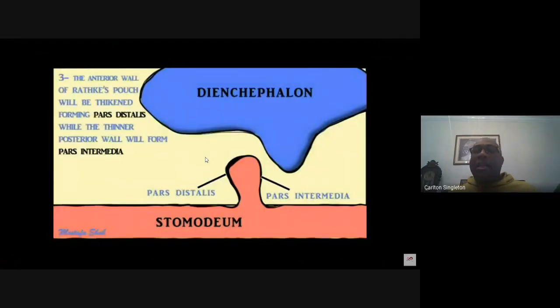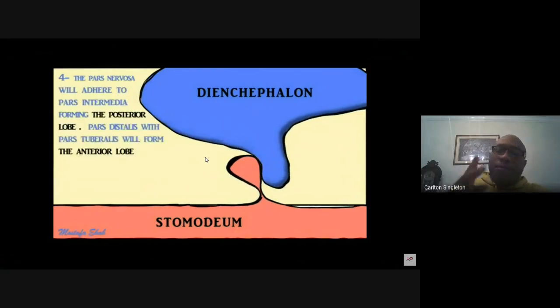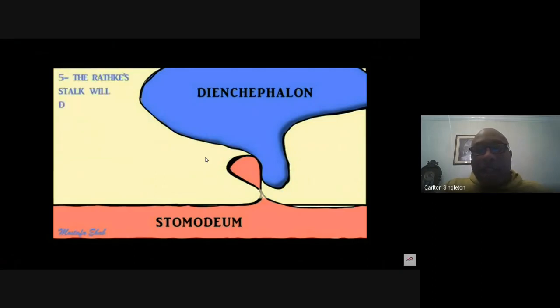And then they thicken and thin, and they come together and stick together. There's also what's called the pars intermedia. That's where melanocyte stimulating hormone comes from. Okay, and then there you go. Here's your posterior lobe, here's your anterior lobe. This then will degenerate, and then there you go. There's your pituitary gland.